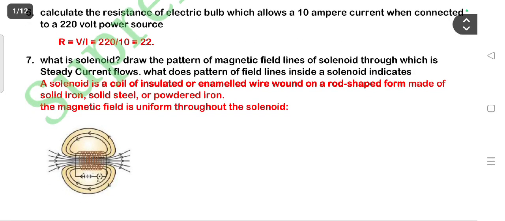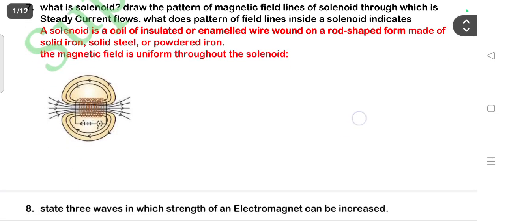So what is a solenoid? A solenoid is a coil of insulated wire wound on a rod-shaped form made up of solid iron, solid steel, or powdered iron. Draw the pattern. So this is the pattern. The magnetic field is uniform throughout the solenoid. So this is the pattern you have to draw.